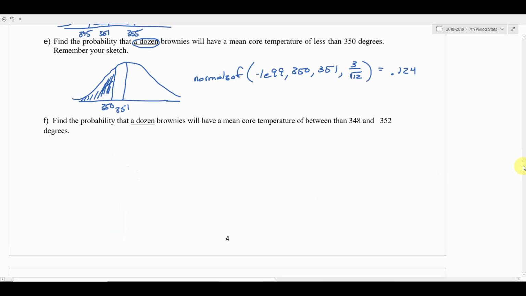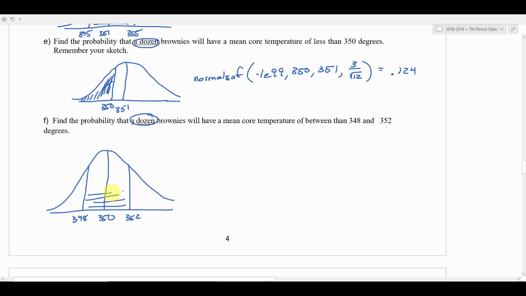All right. Last one here. So find the probability that a dozen brownies will have a mean core temperature between 348 and 352. So again, this is a sampling distribution, but it's still normal. Still has the same center. We're going to go in between 348. Let's say 348 is right about here, and 352 is over here. And we're going to be in between, so we're shading everything between those values.